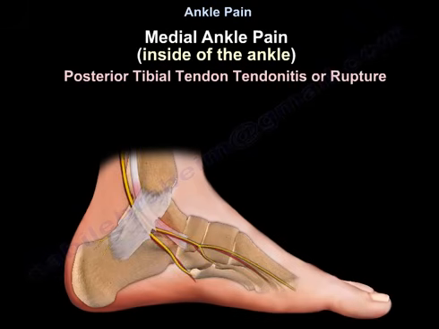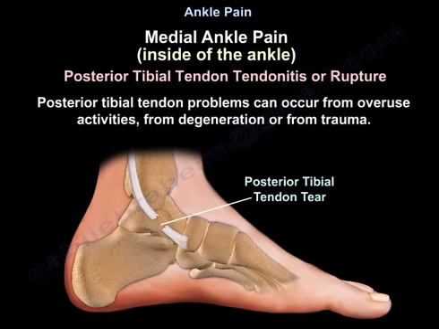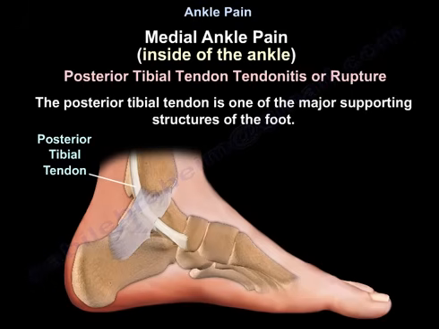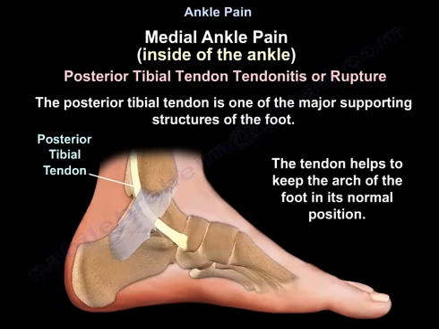Posterior tibial tendonitis or rupture. Posterior tibial tendon problems can occur from overuse activities, from degeneration, or from trauma. The posterior tibial tendon is one of the major supporting structures of the foot. The tendon helps to keep the arch of the foot in its normal position.